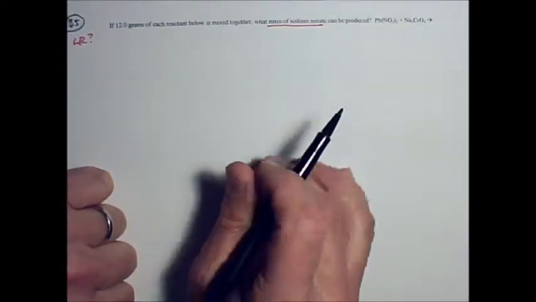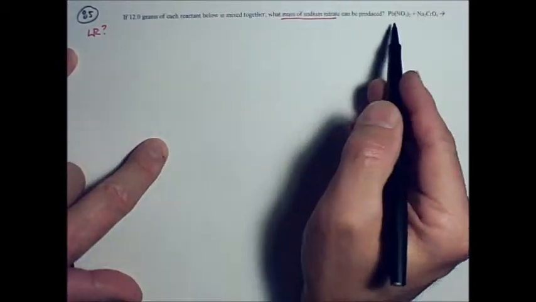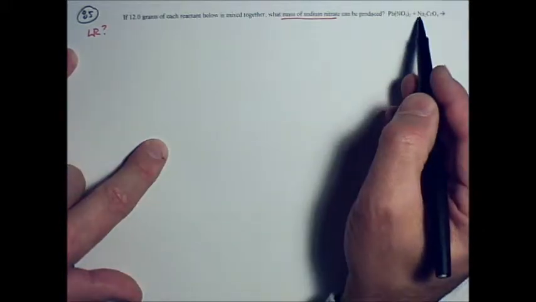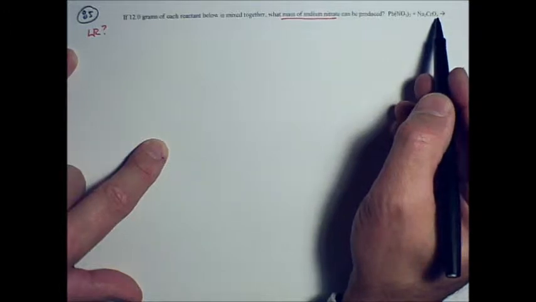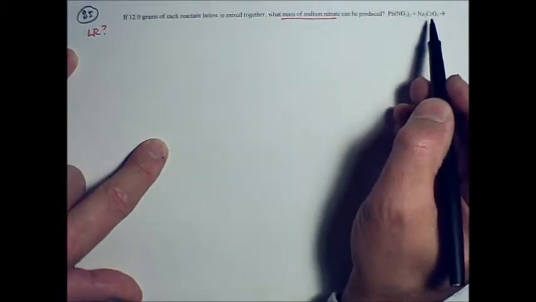Okay? So what we have to do to find the limiting reactant is start with 12 grams of either the lead nitrate or 12 grams of the sodium chromate and do a mass-to-mass calculation from one to the other.